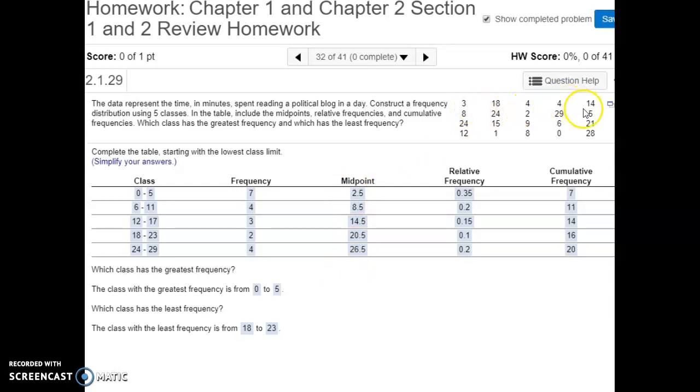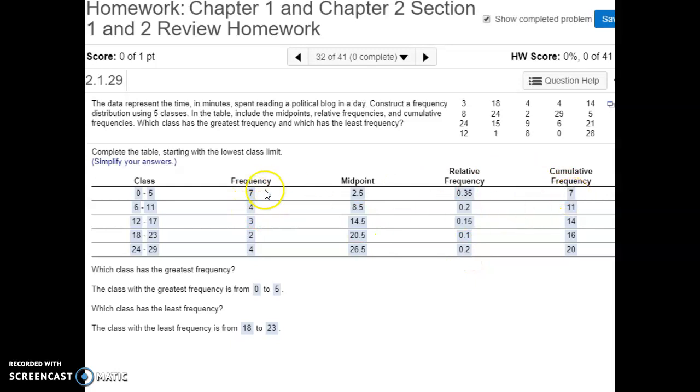Now there was a total of 20 pieces of data up here. 4 rows of 5 is 20. So you take 7 divided by 20, which gives you the relative frequency for the first class. 4 divided by 20 gives you the relative frequency for the second class, and so on. So how many are in the class, divided by the total.